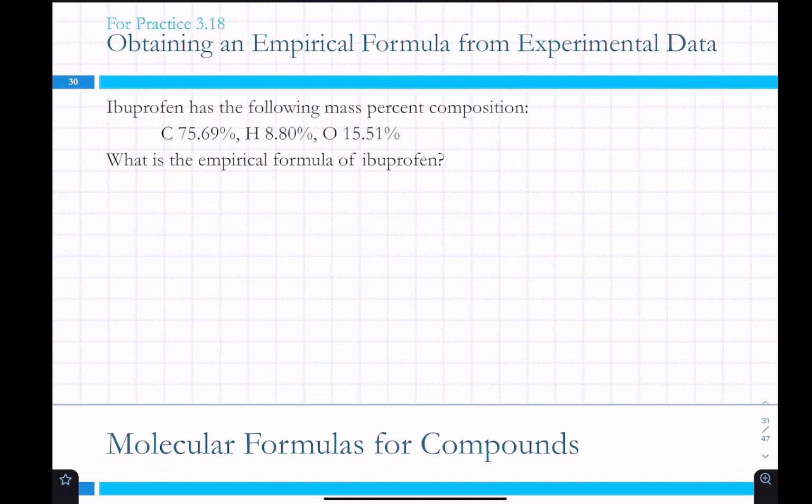I'll give you guys some more time and you can work on this one. And the key is to assume 100 grams. So those are the percent masses of each of the compounds.